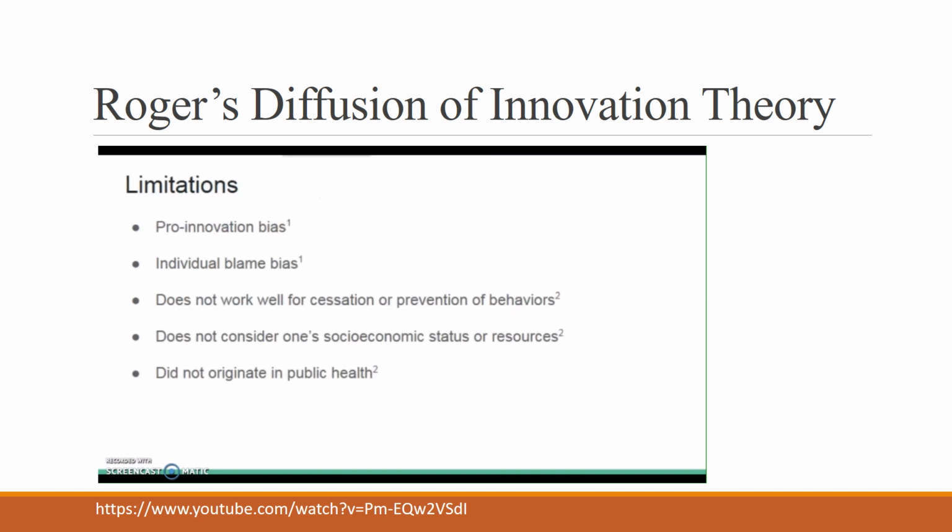However, there are some limitations. Diffusion research is criticized for its pro-innovation bias, which is the assumption that the innovation will be diffused and adopted by all members of the target group rather than being rejected. It also has an individual bias, which means that it blames the individual for the problems rather than the system being part of that problem. The theory does not work well for cessation or prevention of behaviors, but it does help with beginning new behaviors. The theory does not account for an individual's socioeconomic status or what available resources they have to adopt the innovation. And the theory did not actually originate in public health, so it has been a little bit more challenging for public health studies.